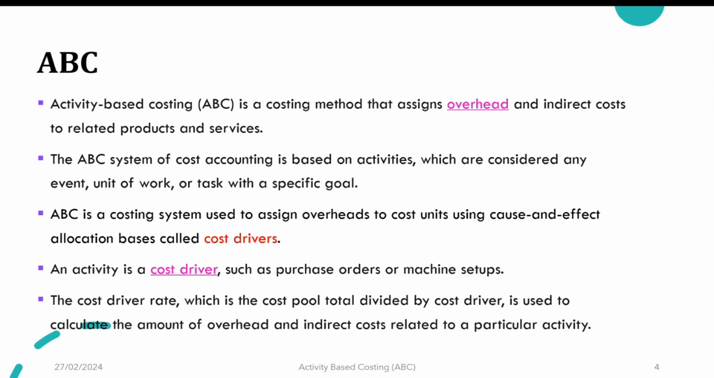ABC costing is used to assign overhead to cost units using cause and effect allocation based on a special term called cost driver. So an activity is a cost driver, such as a purchasing order or machine setup. Okay, that can be a cost driver. The cost driver rate can then be calculated, which is the cost of the activity divided by the cost driver. This cost driver rate can be used to identify indirect cost related to a particular activity. So that's the basic principle of ABC.